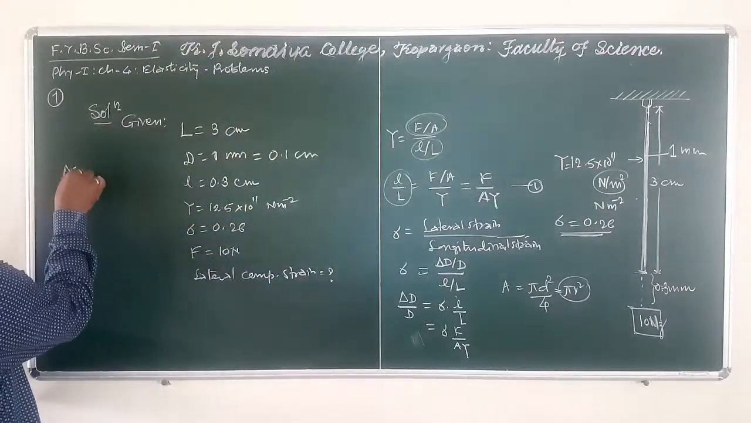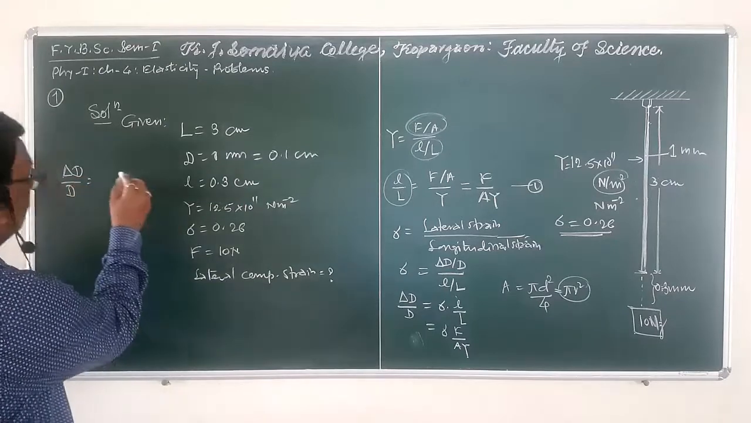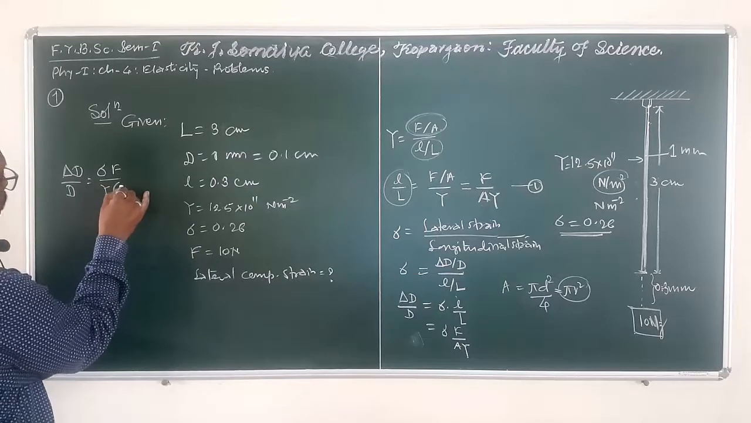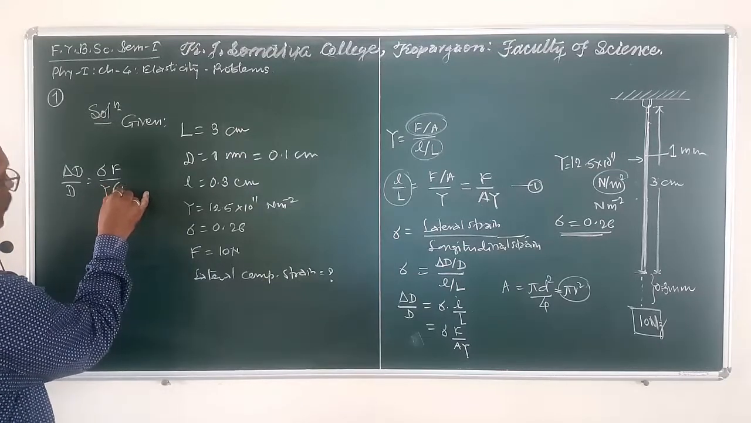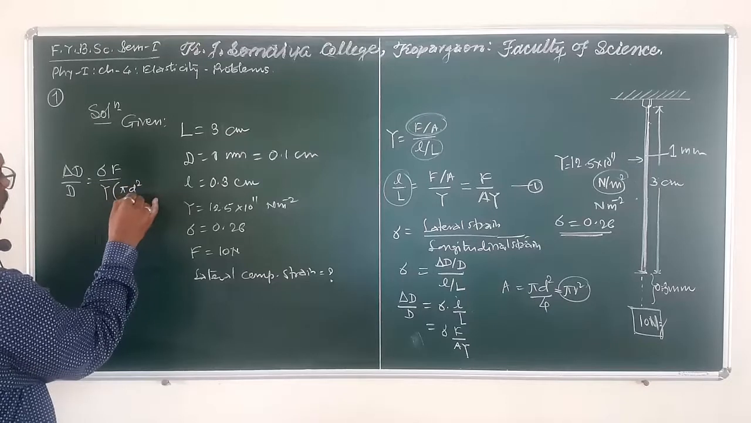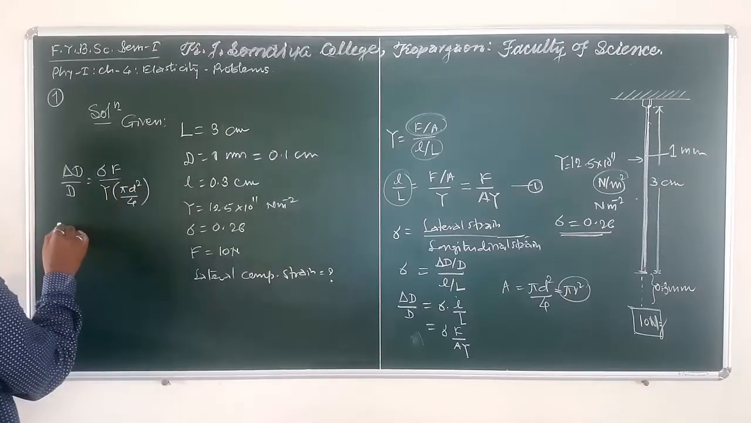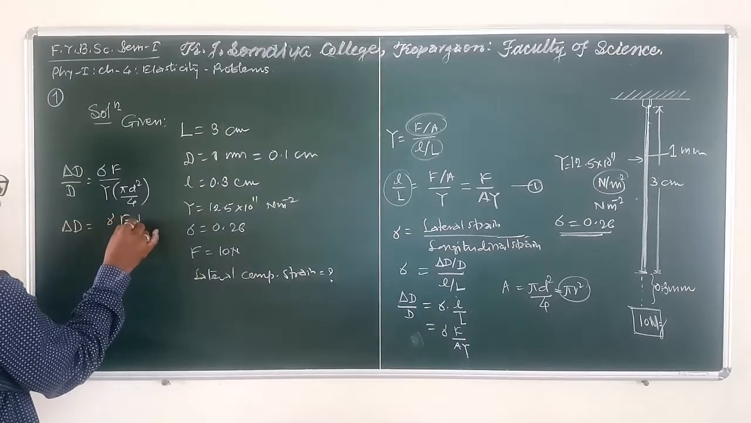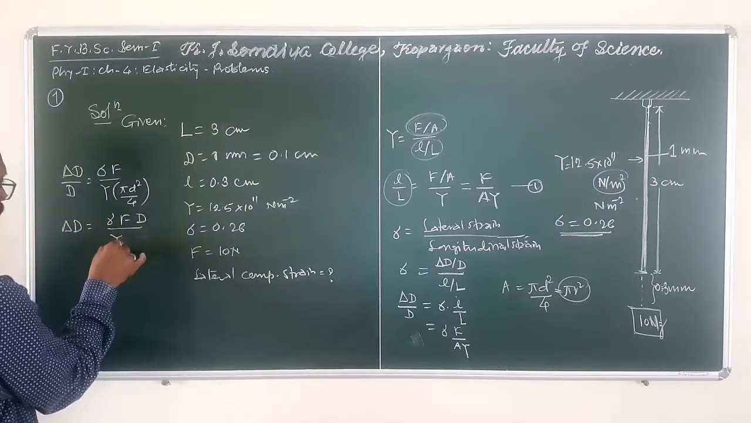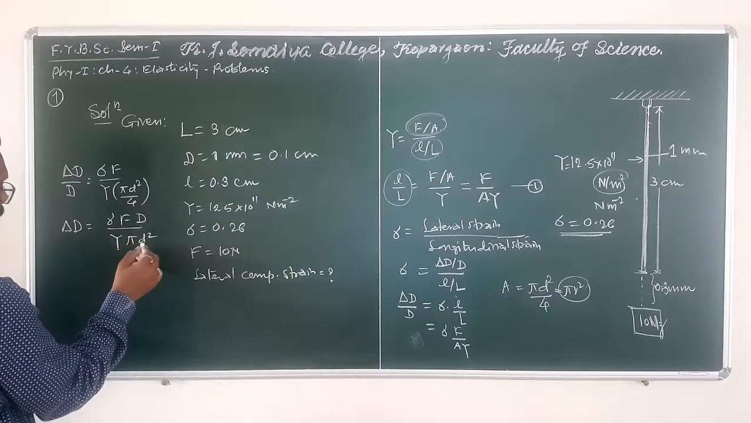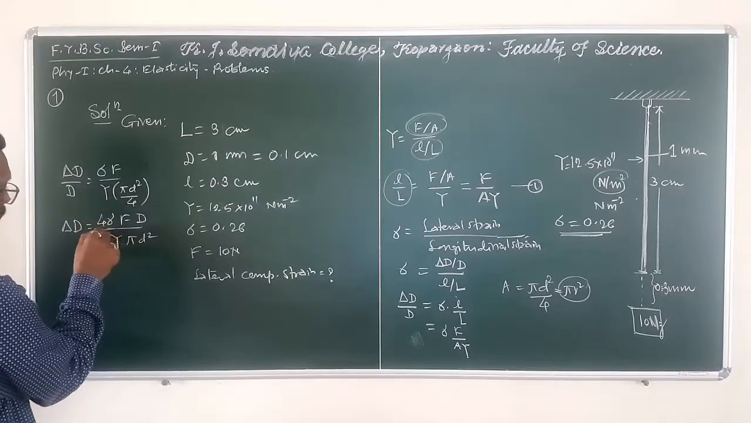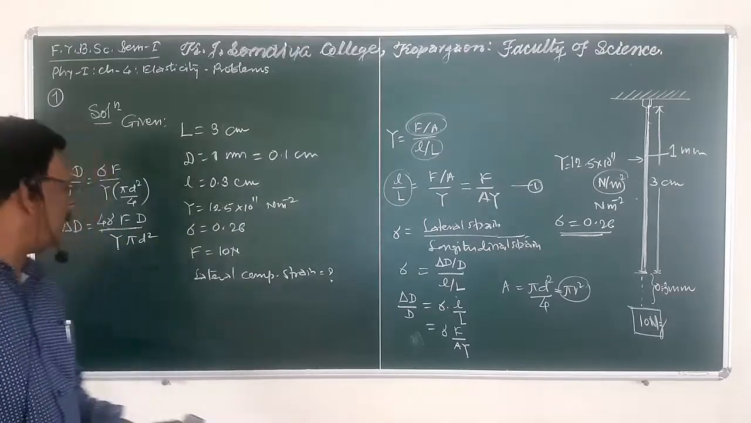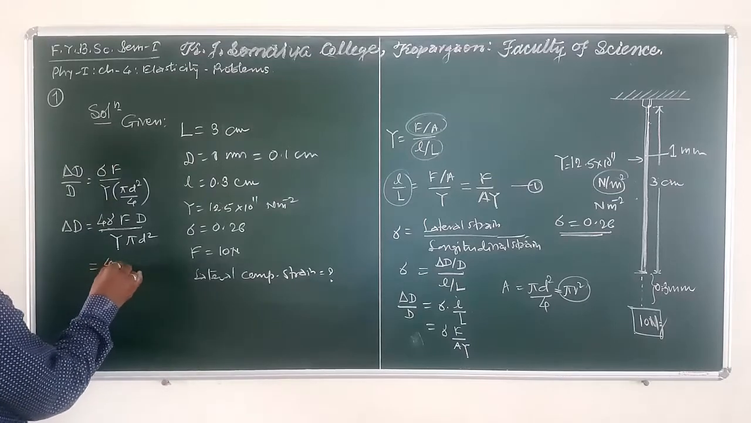Delta d upon d is equal to sigma f upon y into pi d square upon 4, or simply we can write delta d is equal to sigma f upon d into y pi d square, and this 4 again comes here. When you solve this, we will get this problem. Then simply substitute the values.